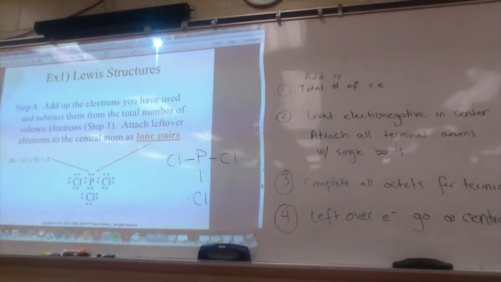So when you run out of electrons, you're finished. There will be a step 5. We're going to look at it in another example.